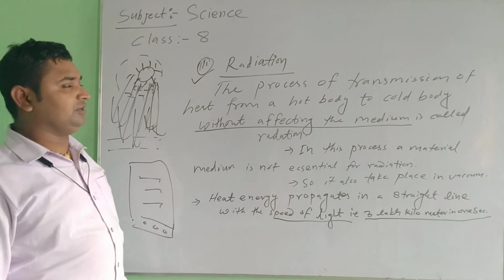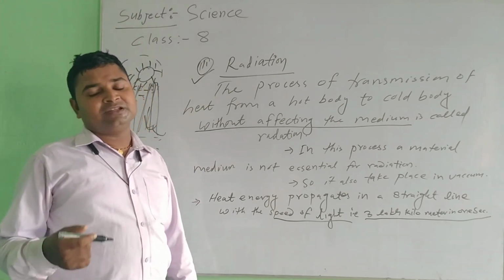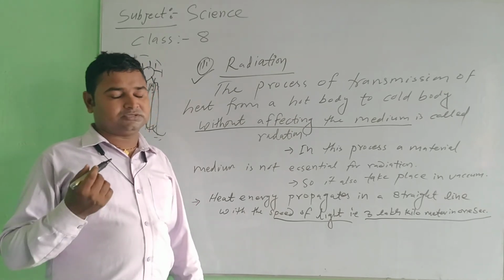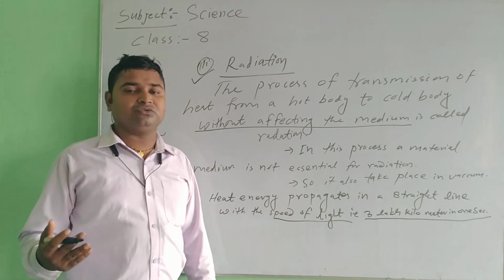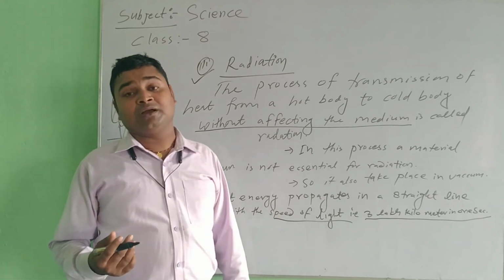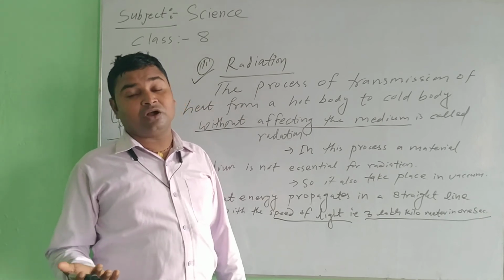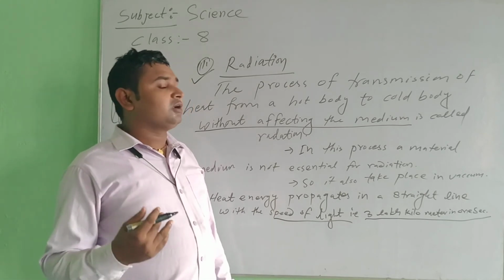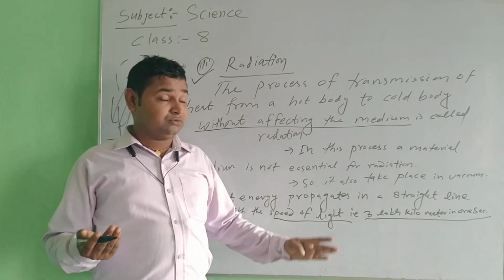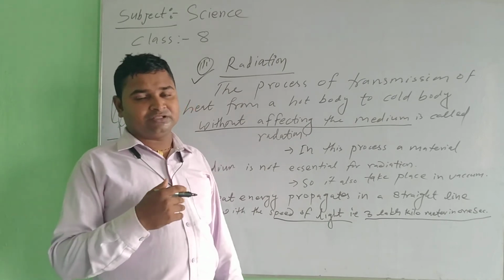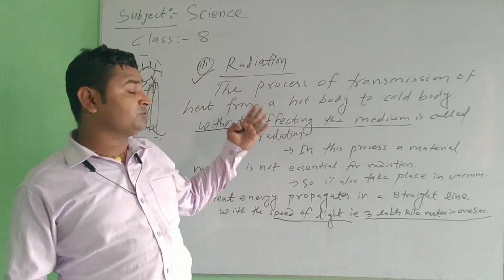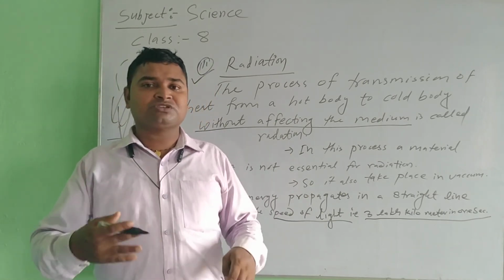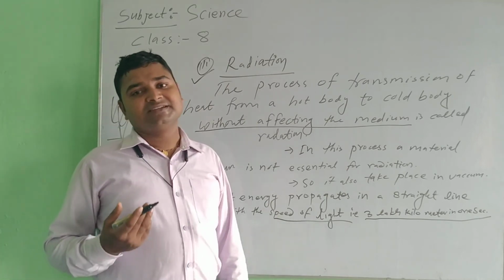So these are the three processes of transmission of heat: conduction, convection and radiation. From this topic, several kinds of experiments will be asked in the questions. For example, how does the convection process take place in air? I have shown you the smoke. You may be asked to explain with a diagram. Another question will be the definitions: what is conduction, what is convection, and what is radiation. This type of question will be asked from this topic. What is transmission of heat?